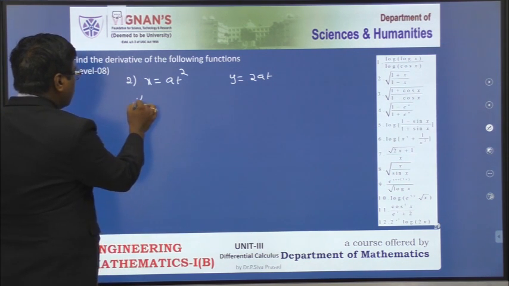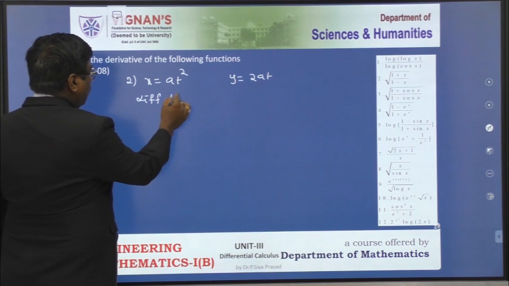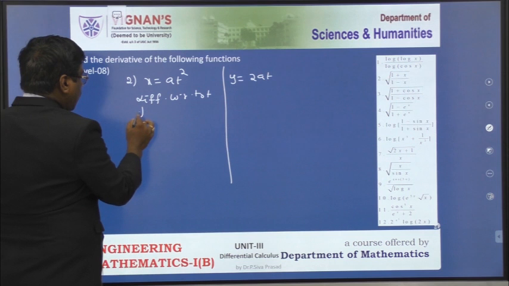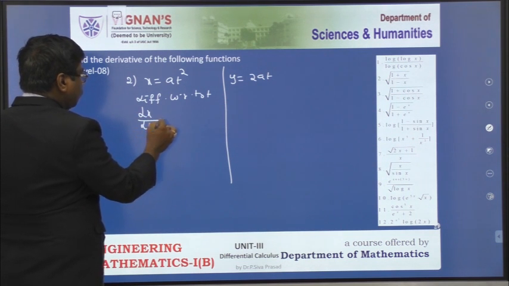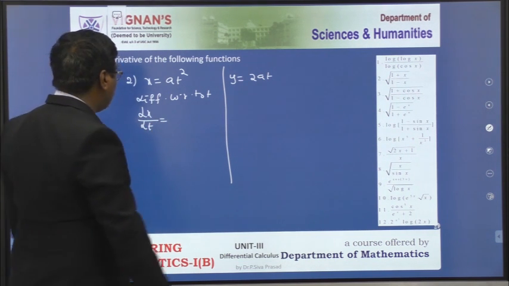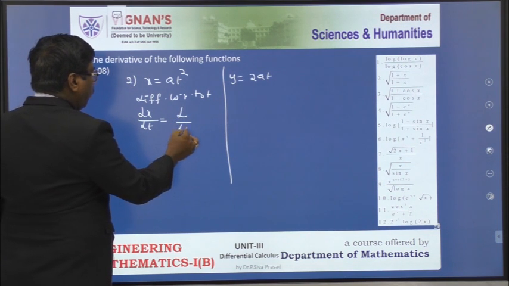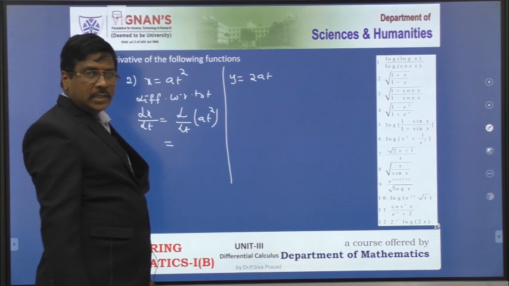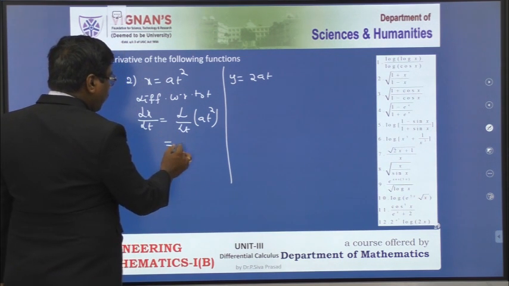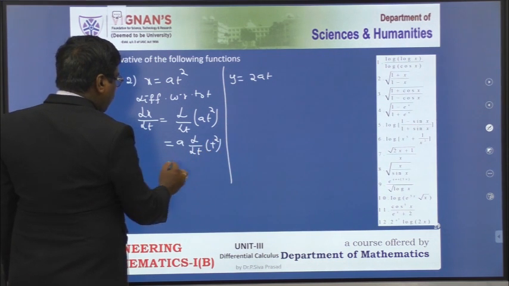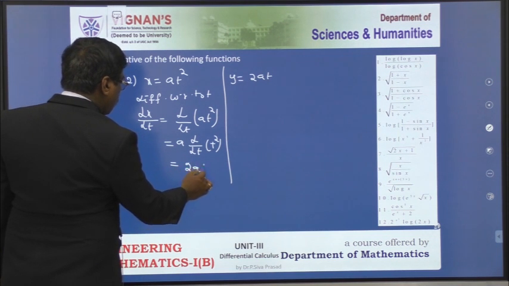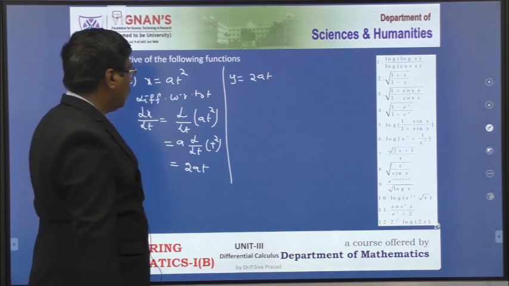So differentiate with respect to t on both sides for this x only. So dx by dt is equal to d by dt of at square. a is the constant, I have to bring it in front of the derivative, d by dt of t square. What is d by dt of t square? That is 2t. Therefore dx by dt is equal to 2at.